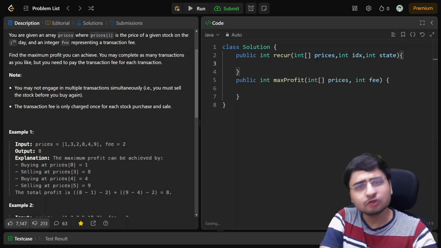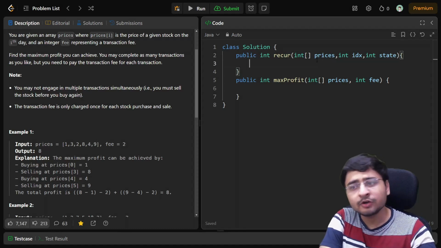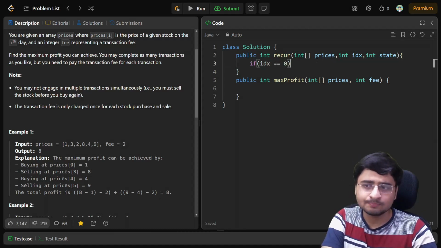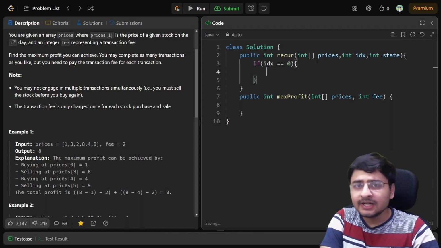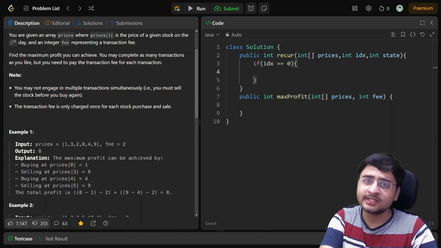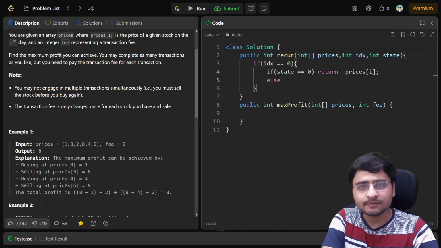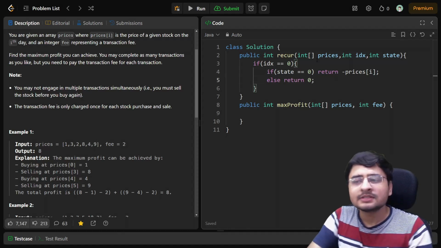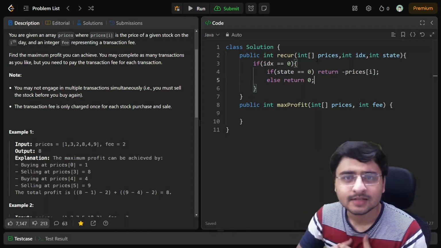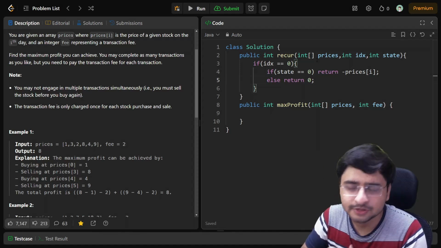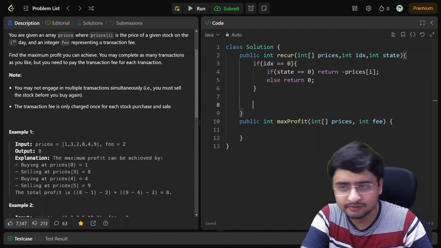Okay, so let's talk about the base case. The base case is if we are on index 0, if idx is equal to 0, what will happen? If index is 0, either the state can be a buy state or a selling state. If state is equal to the buying state, 0 state is buying state, I'm going to return minus prices of i. Else I'm going to return what? I'm going to return 0, since I cannot sell on the first day. So profit will be 0 itself on the 0th day. This is the base case, and we are done with it.